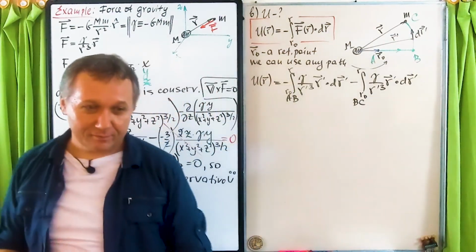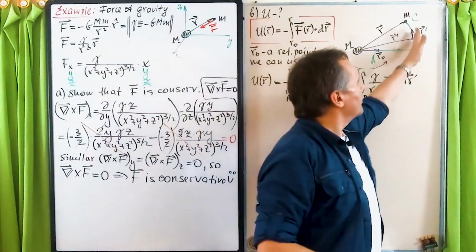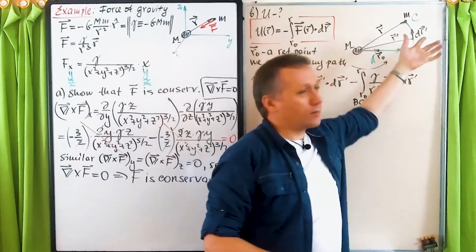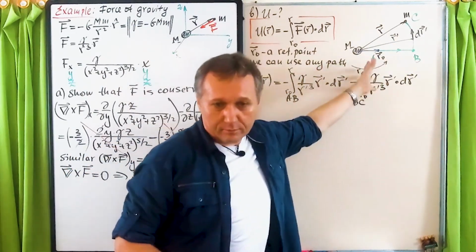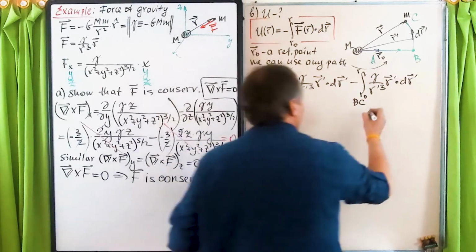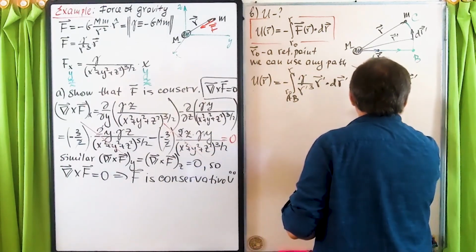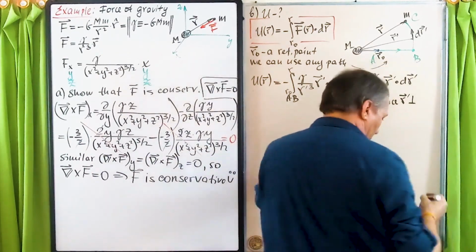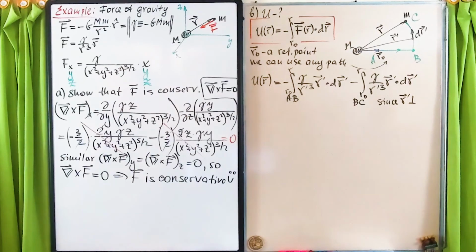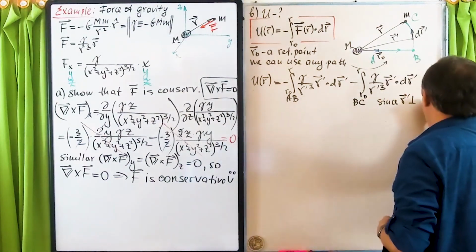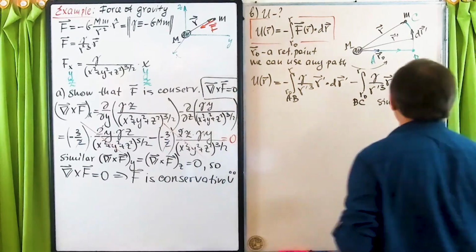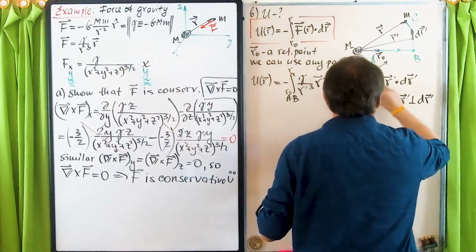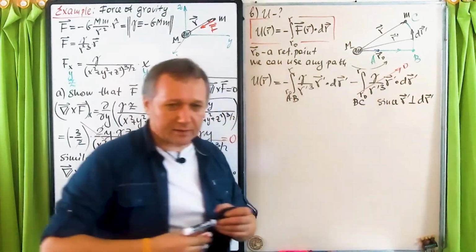What's the angle between them? 90 degrees, because over here we moved around the circle. So that is the tangential direction, that is the radial direction. So this integral is 0. Over here, since r prime is perpendicular to dr prime, that integral is 0. Okay, let's call it a day.